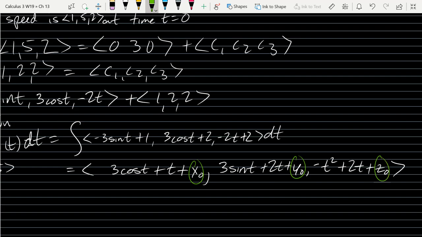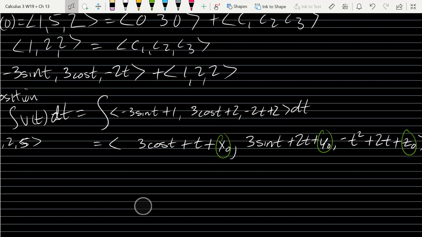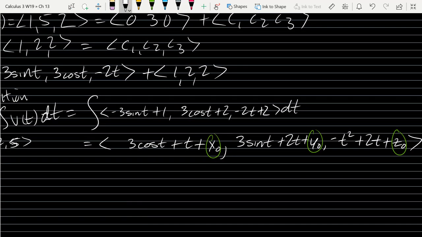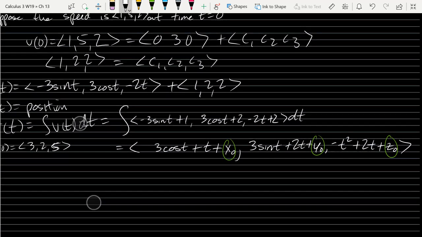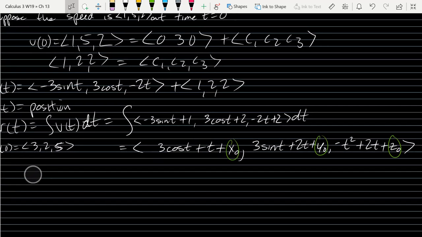So on my antiderivative, I went ahead and just put the constant right next to the, inside the antiderivative vector. I could have written it as plus x naught, y naught, z naught separately, but just put it in this form here. So I already have it lined up for r of 0. So we'll just rewrite that.